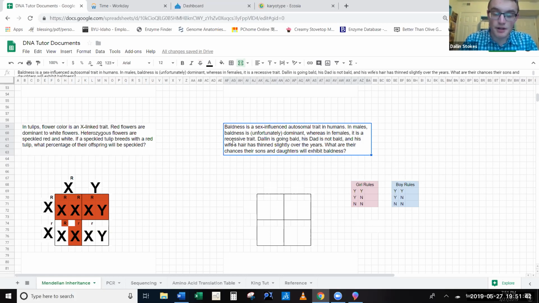In males, baldness is dominant. In females, baldness is recessive. Dallin is going bald. His dad is not bald, and his wife's hair has thinned slightly over the years. What are their chances their sons and daughters will exhibit baldness?